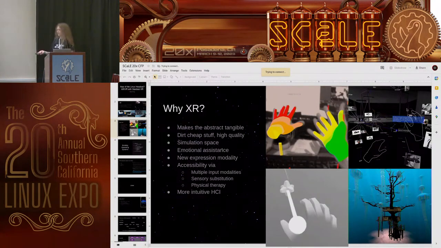It's accessible, or at least it can be. You have multiple input modalities. If you can't use hand tracking, you can just use a controller right here and rotate it subtly by the hip or something like that. And then you can translate that to any interaction anywhere.